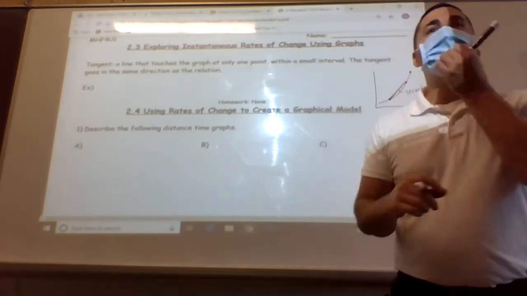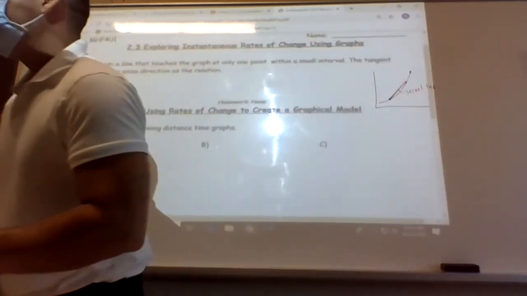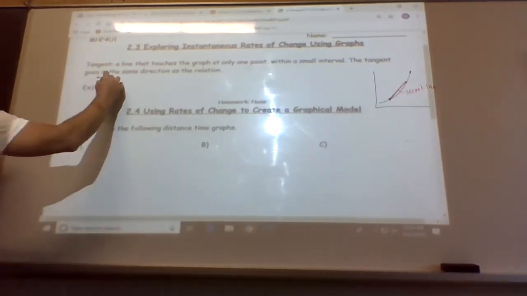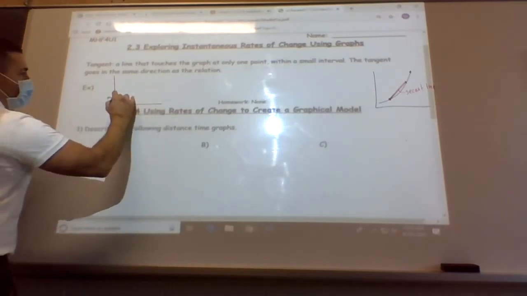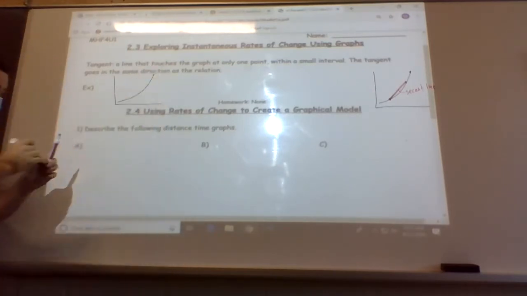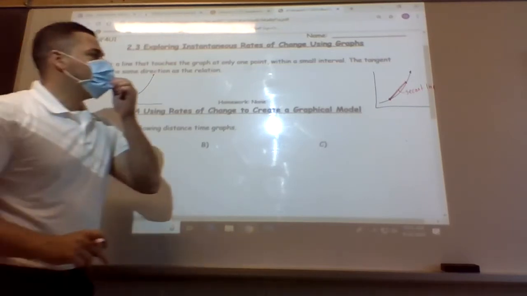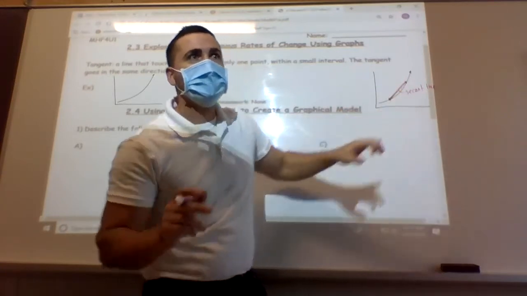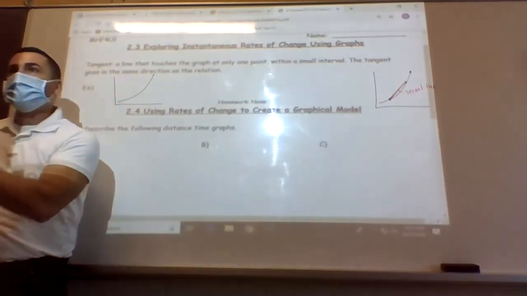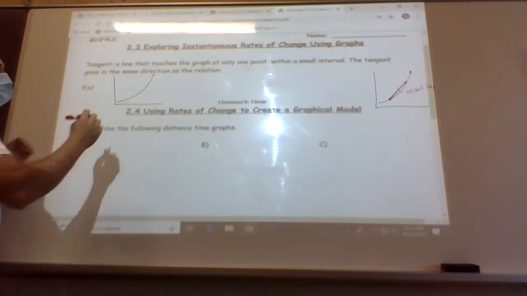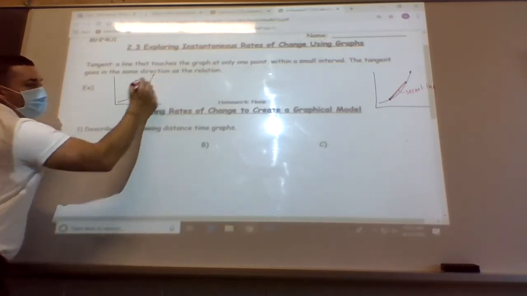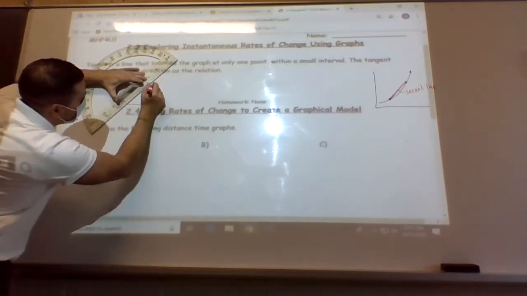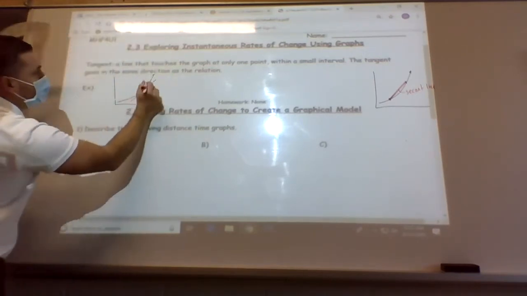When we do instantaneous rate of change, we are finding the slope of the tangent line. So this is what a tangent line is. I'll use the same example. With average, we're looking at multiple points, so it's at two values. With instantaneous, we're looking at one point. So a tangent line is a line that touches the graph at only one point.